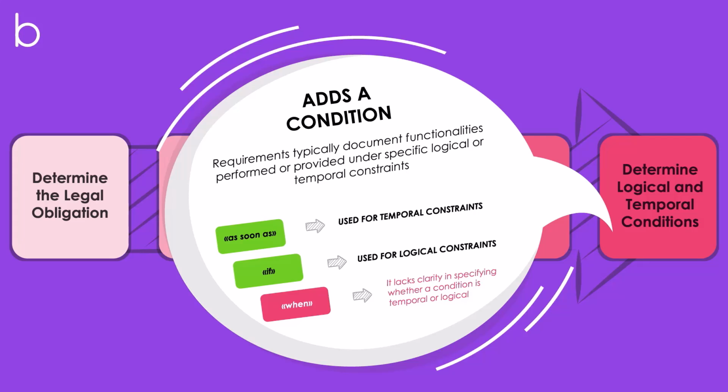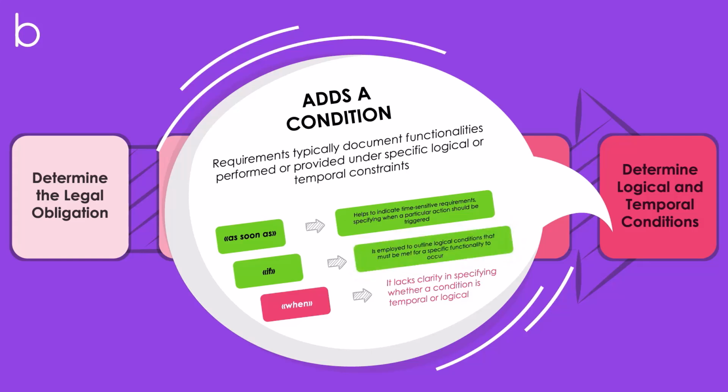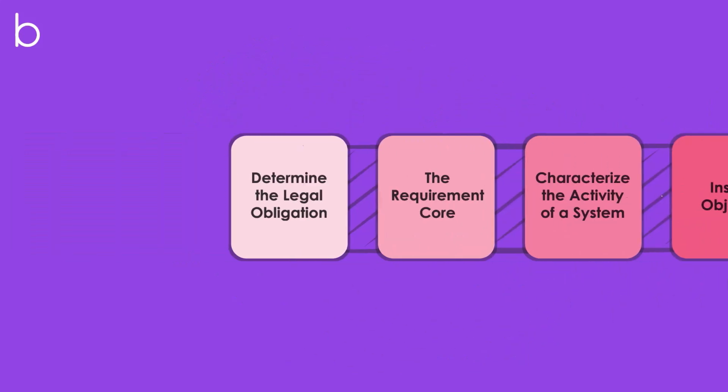Let's summarize. Using the temporal conjunction, as soon as, helps to indicate time-sensitive requirements specifying when a particular action should be triggered. On the other hand, the conditional conjunction, if, is employed to outline logical conditions that must be met for a specific functionality to occur. And it's crucial to avoid using the conjunction when in requirements to prevent ambiguity.